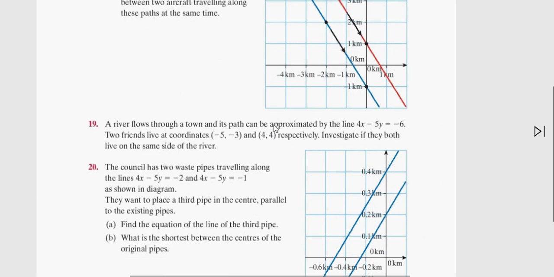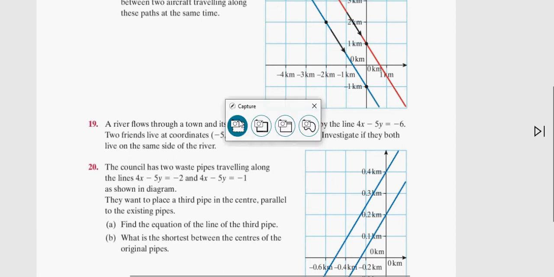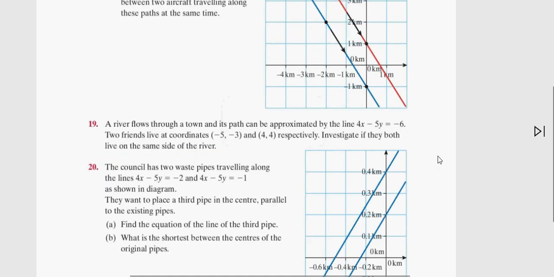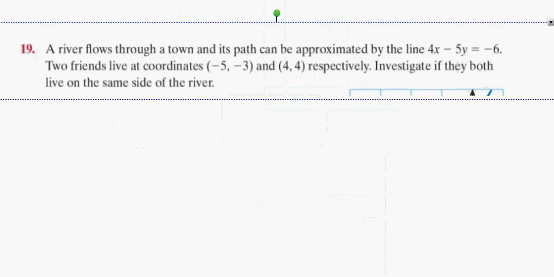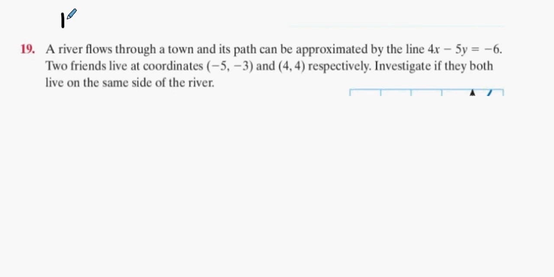A river flows through a town and its path can be approximated by the line 4x minus 5y equals minus 6. Two friends live at coordinates minus 5, minus 3, and 4, 4 respectively. Investigate if they both live on the same side of the river. What question is this a rip-off of? It's a lot like question 12.